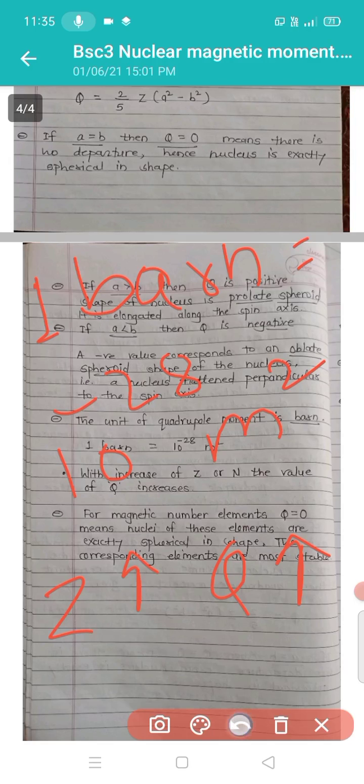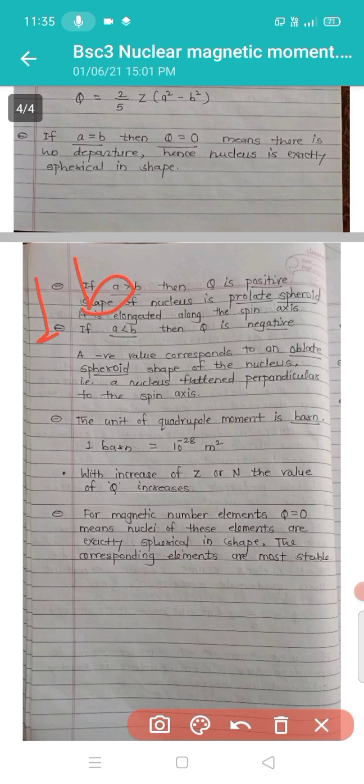In this class, we learned about the nuclear magnetic moment for electron, proton and their unit, nuclear magneton. Then we learned electric quadrupole moment, the departure from the spherical symmetry, and the three conditions. When A is equal to B, we get spherical nuclei. When A is greater than B, Q is positive and the nucleus is prolate spheroid, and if A is less than B, then Q is negative and the nucleus is oblate spheroid.